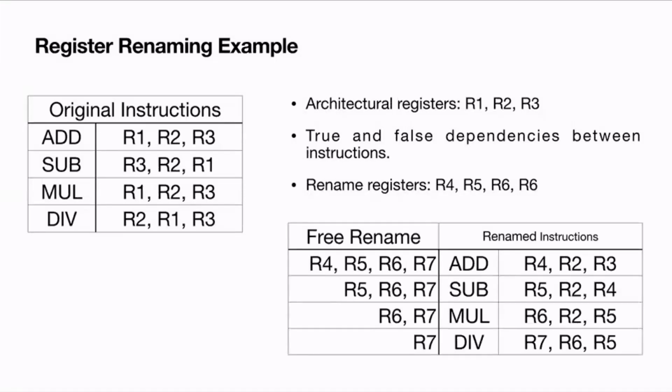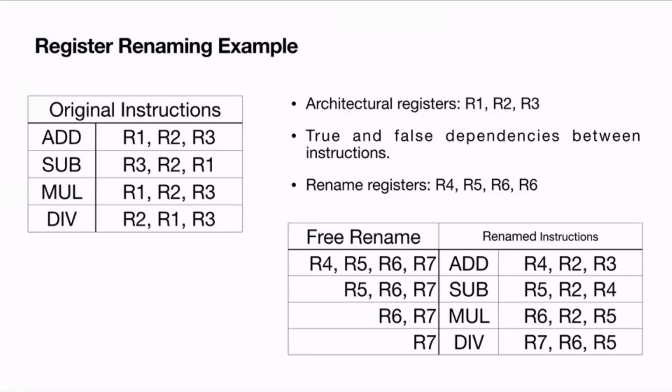First, we have four rename registers. Now, when add comes up, we have to update the destination register, that is R1. So we take the first free rename register. Let us say R4 is the first free rename register. We take that and update. So now add becomes add R4, R2, R3. Source operands are the same as the original, but the destination, previously R1, is now R4.